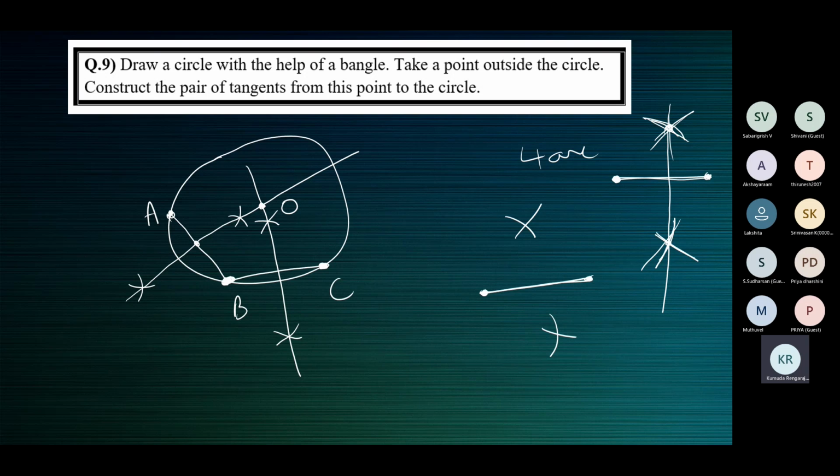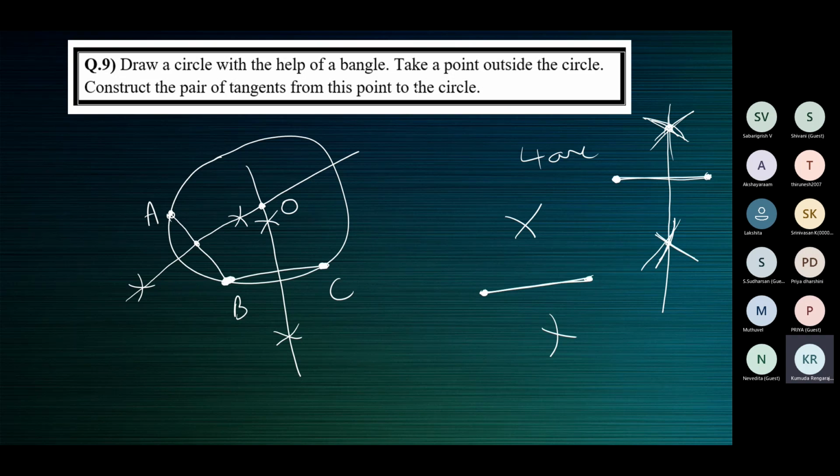Next, we construct the perpendicular bisector of chord AB and also the perpendicular bisector of the chord BC. The point of intersection of the perpendicular bisectors is the center of the circle. And now you know how to draw tangents to the circle from an external point.